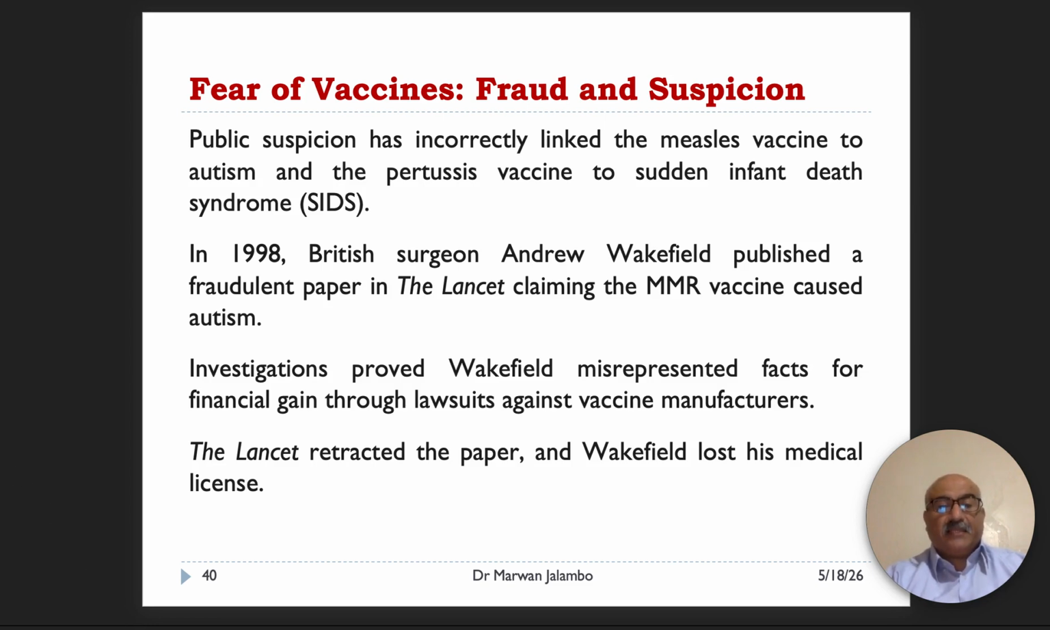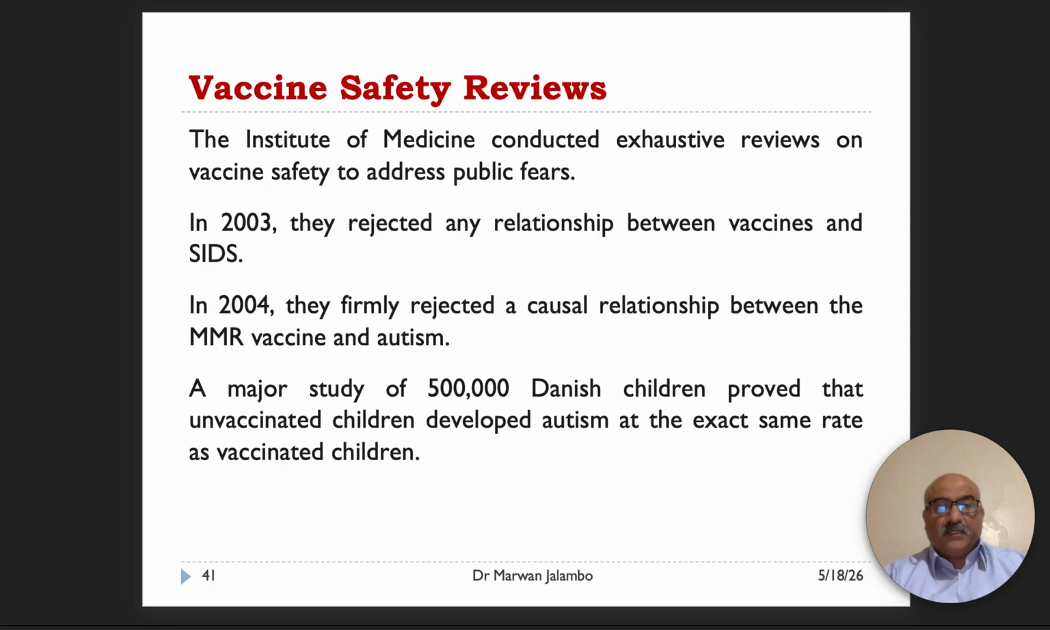How did the scientific community respond? The vaccine safety reviews. To address these widespread concerns, the Institute of Medicine conducted a major review of the evidence. In 2003, they concluded that the evidence favors rejection of a relationship between vaccines and SIDS. In 2004, they similarly rejected a causal relationship between the MMR vaccine and autism.